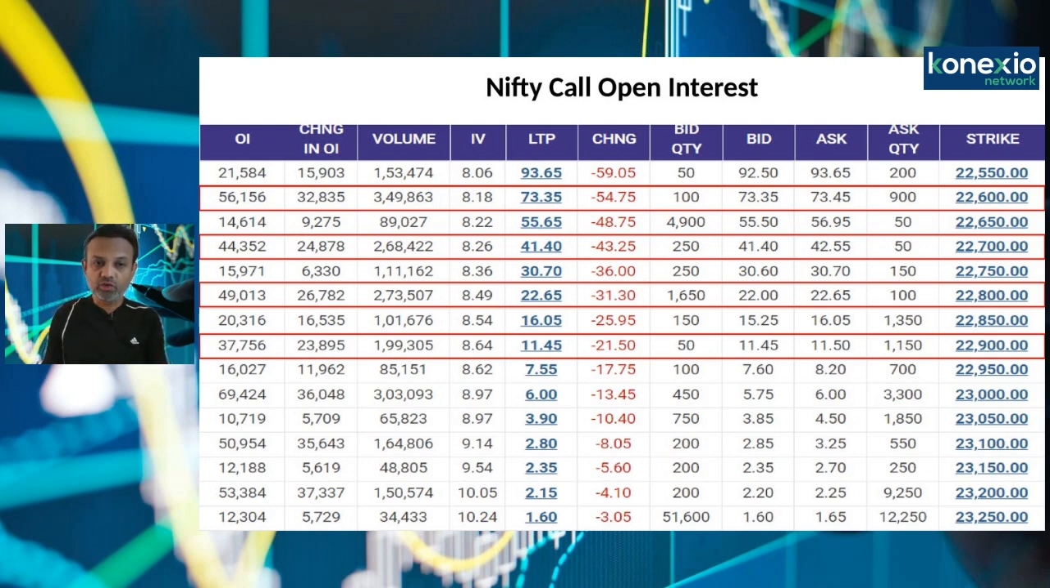The implied volatility is low, so definitely looking at the implied volatility, the data is positive. There has been a rise in the open interest and a rise in the volumes. There is no shedding at all.